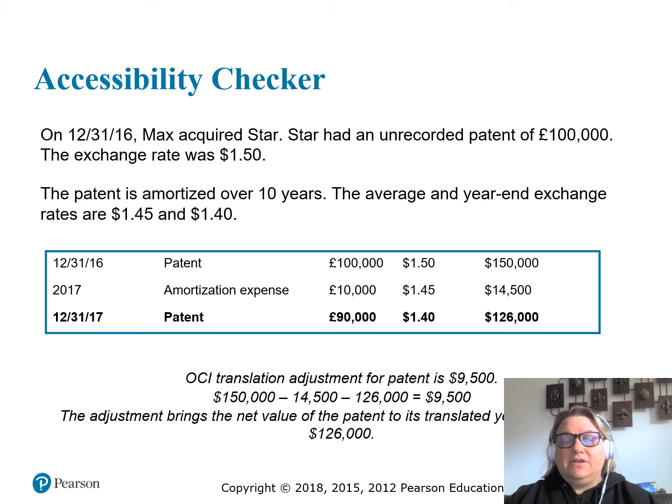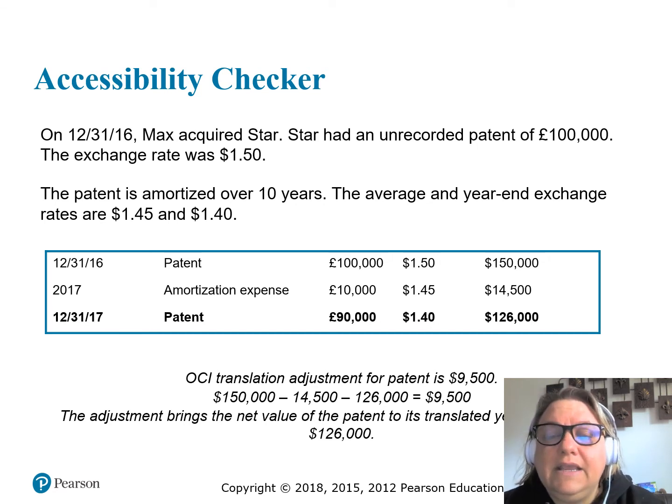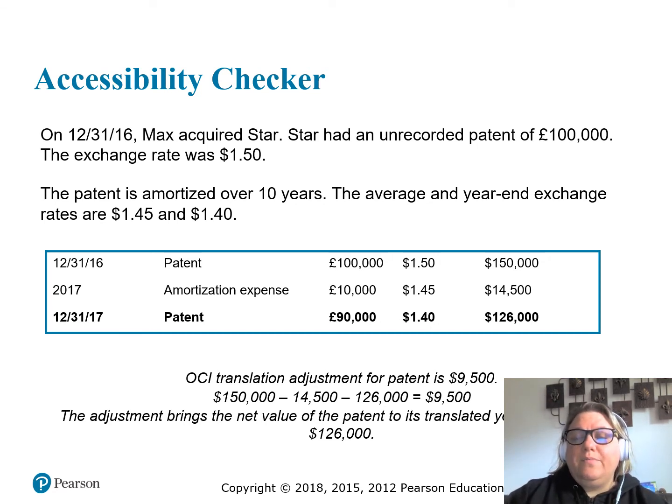Okay, so here again, here's our expense. And you can see in 2017, remember with the patent, we don't keep a separate amortization account. We just take it right against the patent. That's the beauty of using the patent in these examples, because you don't have to worry about accumulated amortization. All right, so the OCI adjustment for the patent is 9,500. Let me walk you through that really quick. You've got the 150, which is the exchange rate.